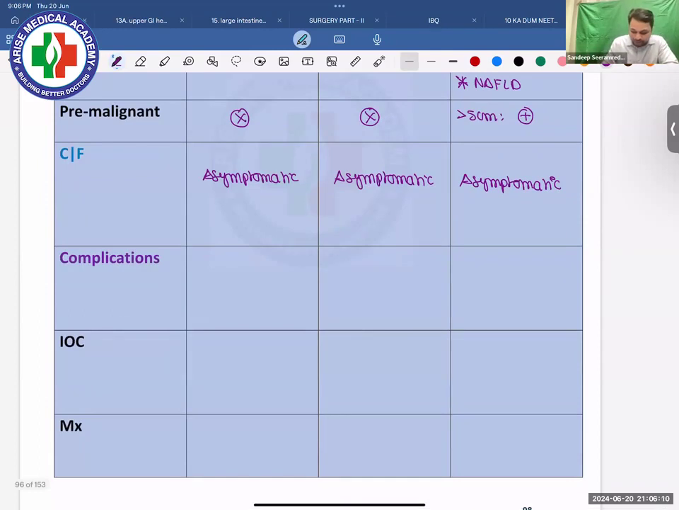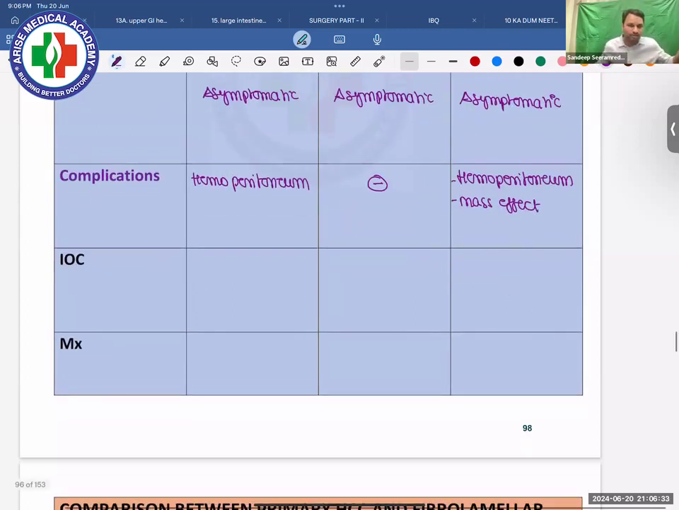So when the hemangioma ruptures, it can present with hemoperitoneum. Here there is no complication. Now hepatic adenoma is also vascular, so it can present with hemoperitoneum. Along with hemoperitoneum, it can also result in mass effect, that means compression of the surrounding tissues, causing biliary compression, which can result in obstructive jaundice. The investigation of choice for all three of them is going to be triple phase CT.